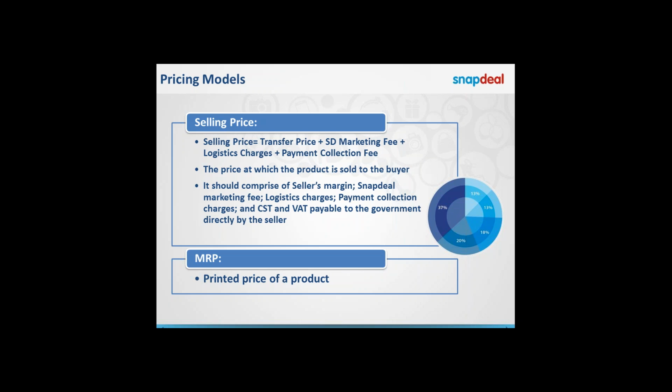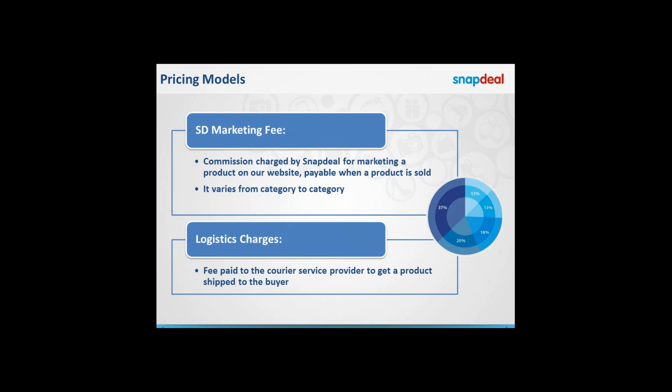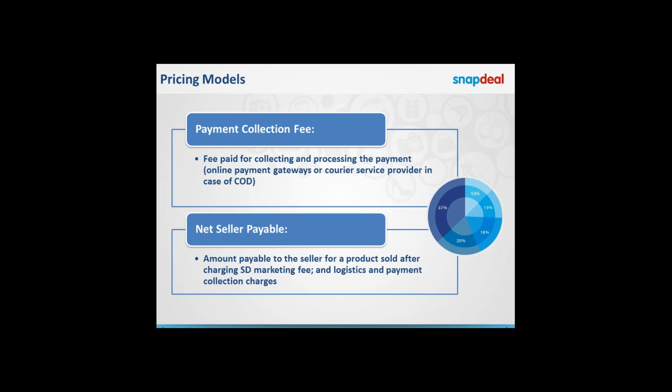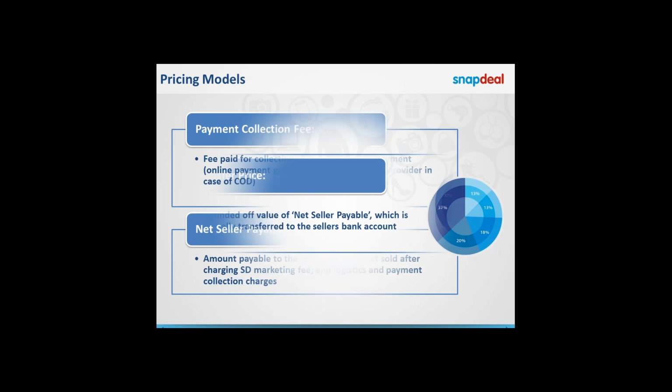Then MRP is the printed price of the product. SD marketing fee, we just spoke about it, is for having a product listed on our website. Once a sale is received, they pay the SD marketing fee, logistics charges to get it delivered, payment collection fee for the payment transaction, and net seller payable is the amount that a seller is eligible for after all deductions. And what actually gets transferred into his account is the transfer price. The difference between transfer price and net seller payable is that transfer price is the rounded off value of net seller payable. This actually gets transferred to their bank accounts.